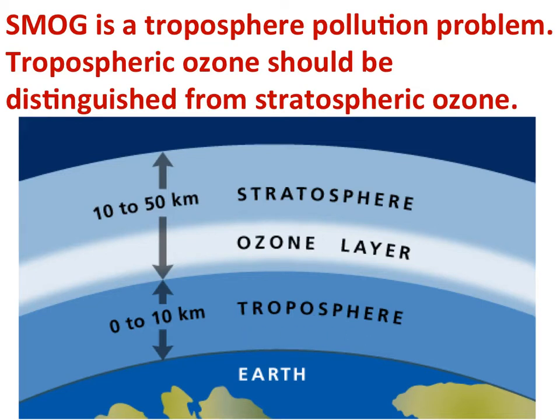Tropospheric ozone should be distinguished from stratospheric ozone. Tropospheric ozone, a secondary pollutant that is a part of smog, is harmful to living organisms. Stratospheric ozone absorbs dangerous high-energy UV wavelengths, thus protecting living organisms from those wavelengths. Work on distinguishing the relative impact of ozone in the stratosphere and in the troposphere.